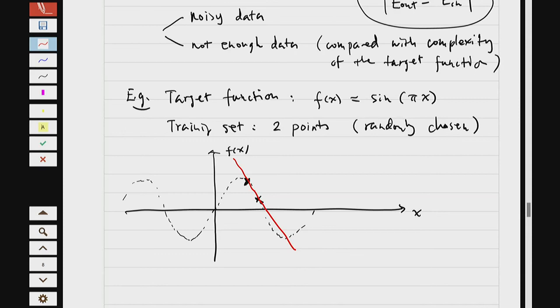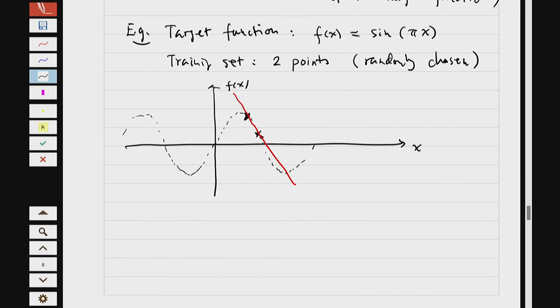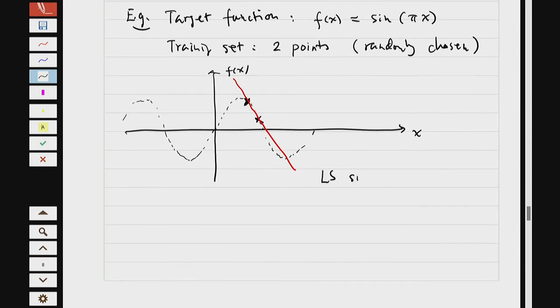Is this a good solution, though, in general? It's not, right? When you have other points in the real world, you will see immediately that this line is terrible. This line turns out to be too ambitious, too radical. And this is the LS solution.